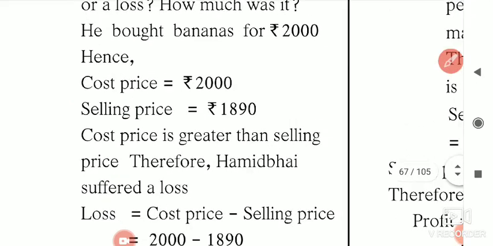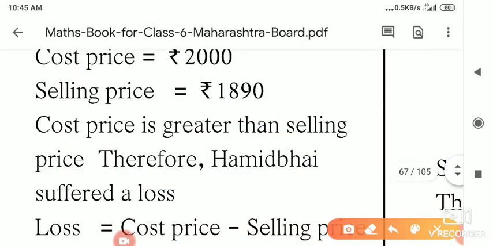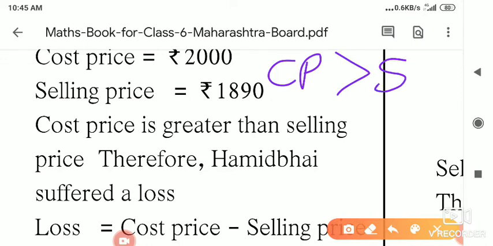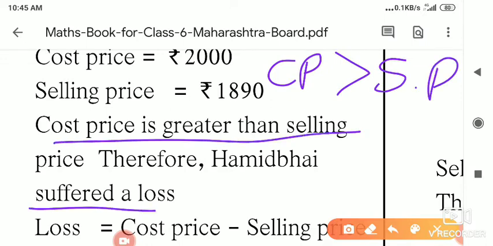Now here CP, the cost price, is greater than the selling price, therefore, as I told you, he is suffering a loss. So we have to write this statement. We write the cost price, the selling price, and the statement: cost price is greater than selling price, and therefore Hamid Bhai suffers the loss.